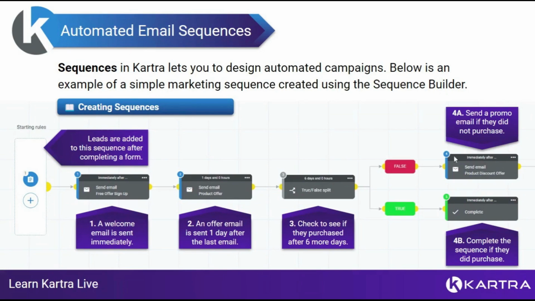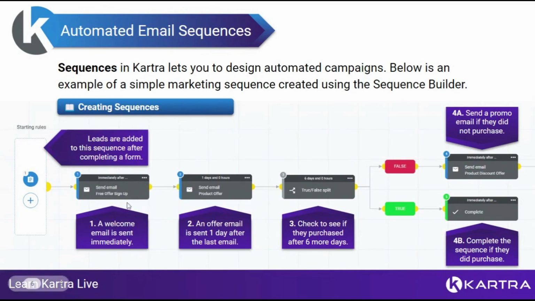In this example here, it's just a simple marketing sequence, and this is how the sequence builder always looks. You can have it set up horizontally or vertically, whichever you prefer looking at, and it always has a starting rule, and that's how people are getting into your sequence. In our case, the leads are added to this sequence when they complete a form, and you can have multiple starting rules. You can add people to sequences manually. There's a few ways you can get people into your email sequence, and then from there they're going to receive your emails in the order that you have them set up, following the path that you have.